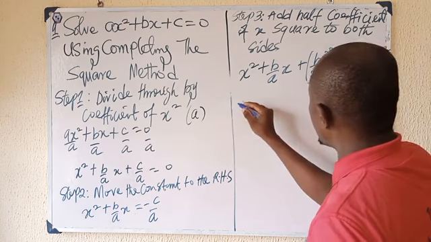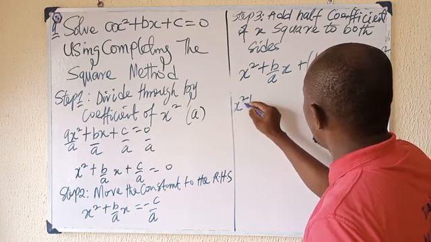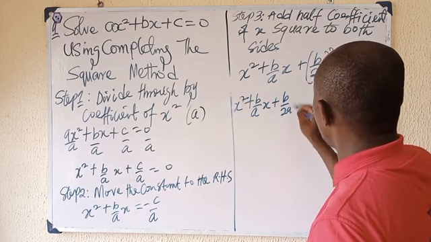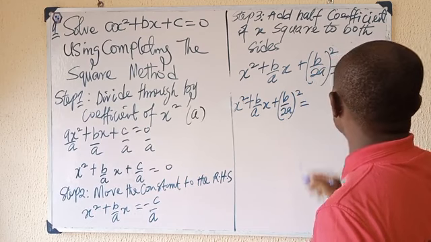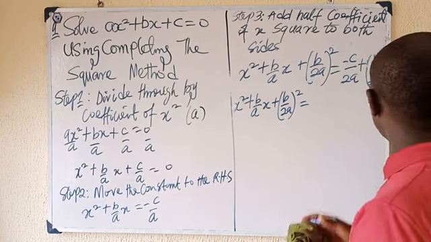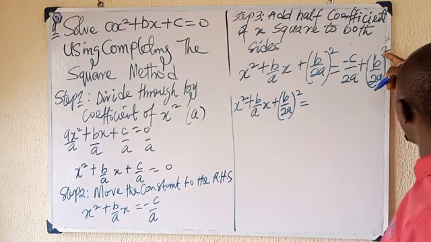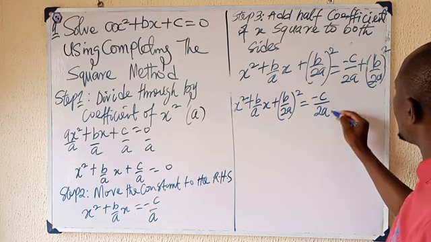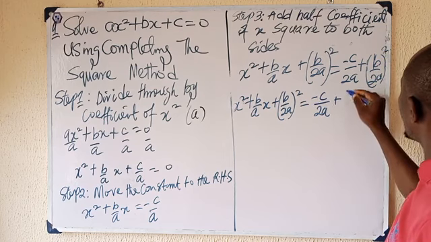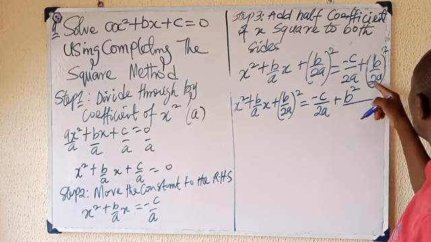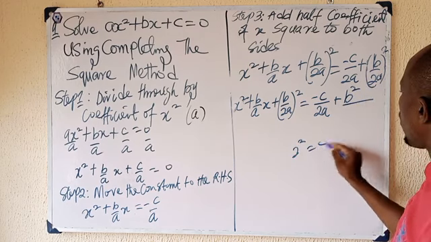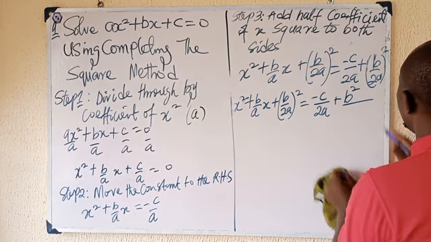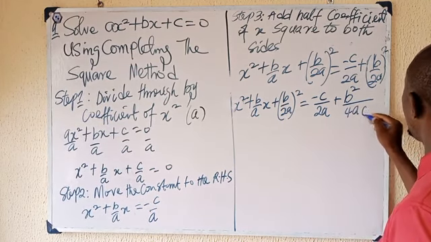So let me rewrite it so that you can see it there. So we have x squared plus b over a x plus b over 2a squared is equal to, so we want to simplify this side. So if we simplify it, we're going to take the square of b and 2a. So we have minus c over 2a plus b squared will give us b squared over 2a squared. 2 squared is 4, a squared is a squared. So that will now be b squared over 4a squared.